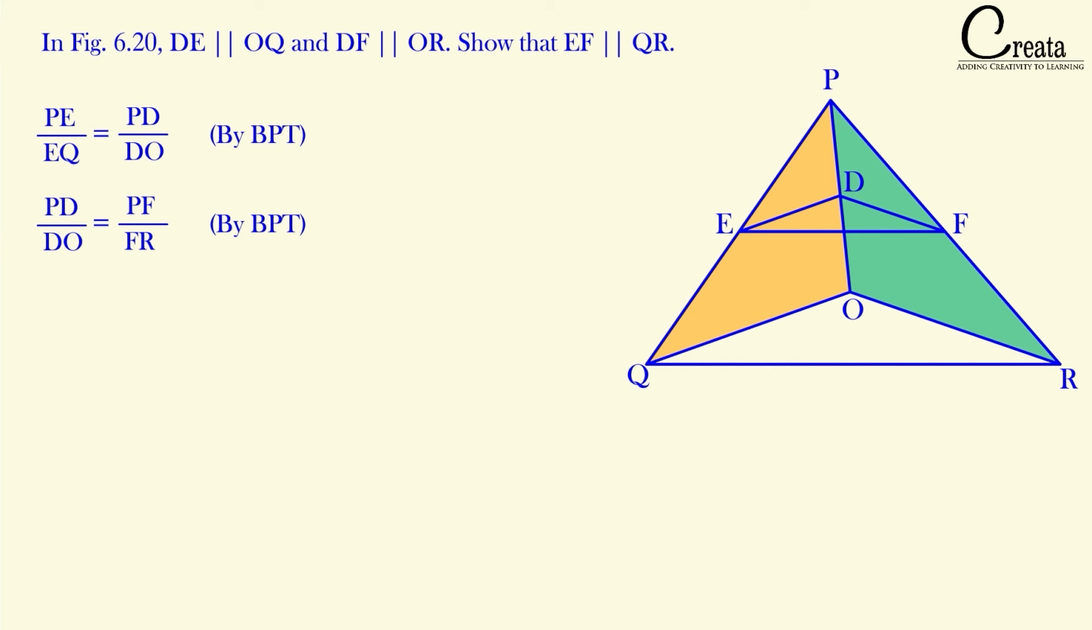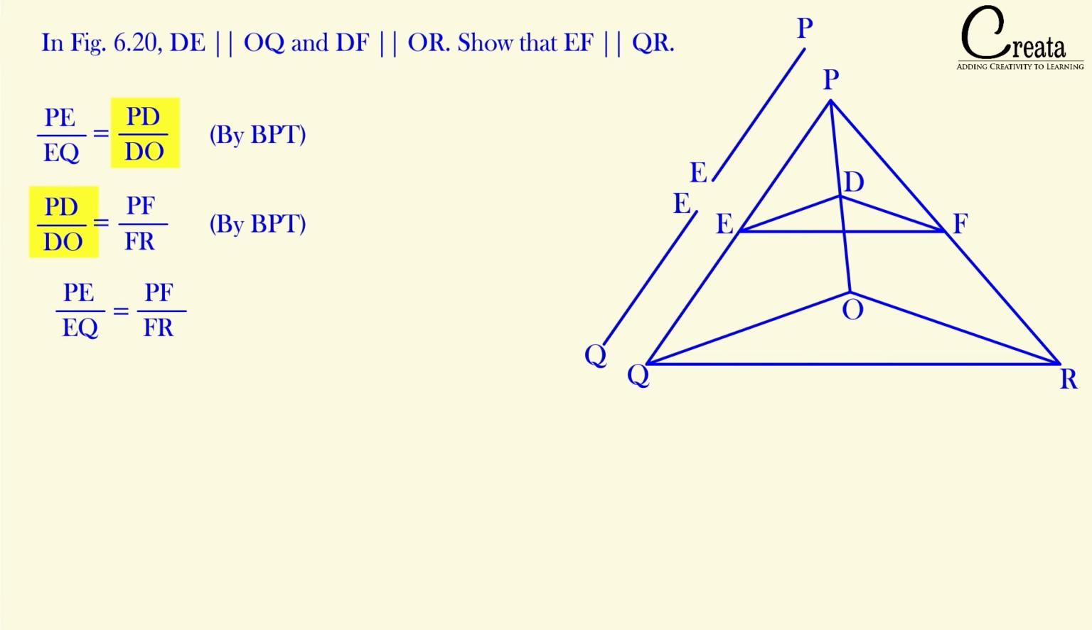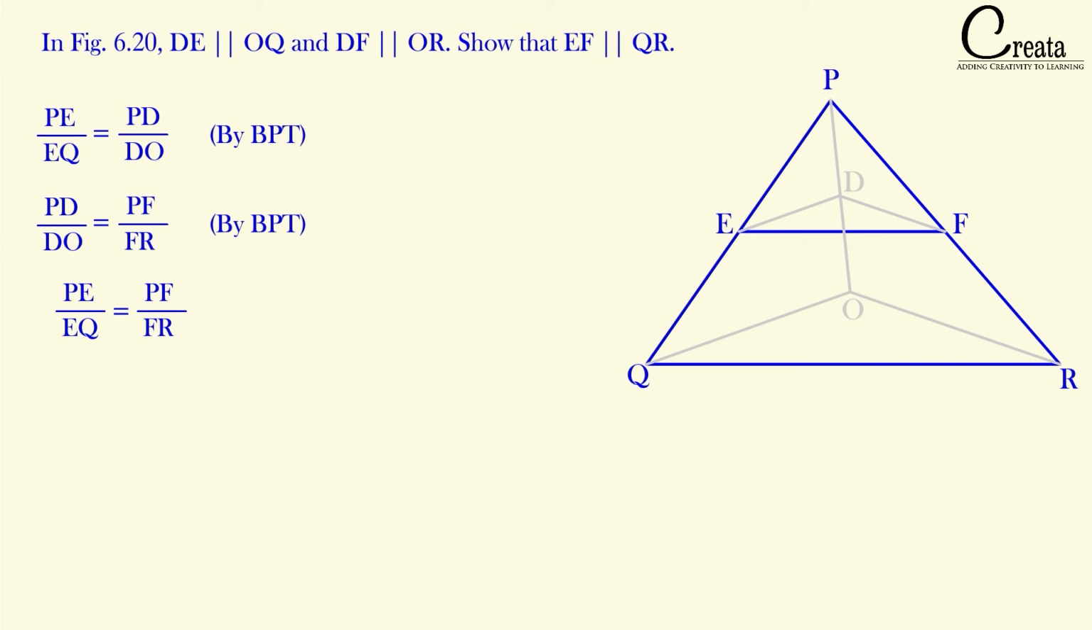These two triangles are sharing the common side PO. So the ratio PD upon DO, that is the ratio on PO, will be common in both the equations, or common in both the triangles. So we can equate both the equations. We got PE upon EQ is equal to PF upon FR. Got it? Further, let's dim all the unnecessary part.